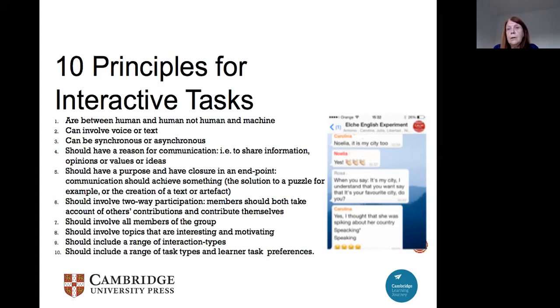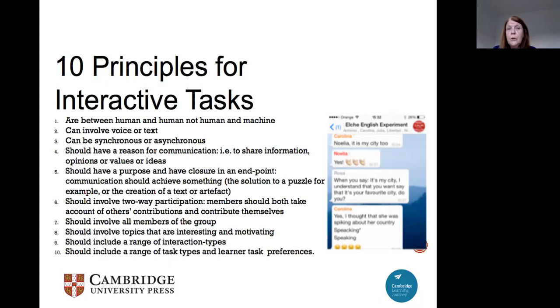So interactive tasks, as I define them, are between human and human. They can involve voice, as we're interacting now, or text. They can be synchronous, that is, we're doing a synchronous one now. You can hear me at the same time as I'm talking, or they can be asynchronous, something like Facebook or Edmodo, a platform like that. There should be a reason for communication in the task, to share information, opinions, values, or ideas. The task should have a purpose, and particularly online, and particularly with an asynchronous activity, they should have closure, an end point. That's so it comes to an end naturally.